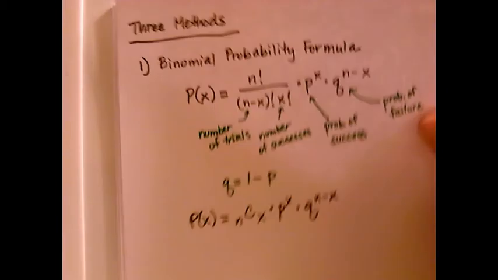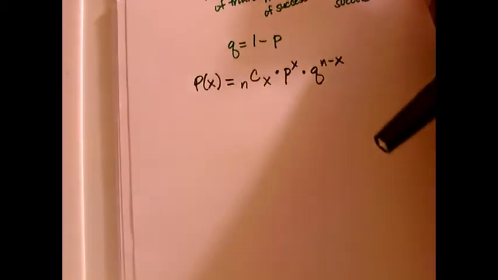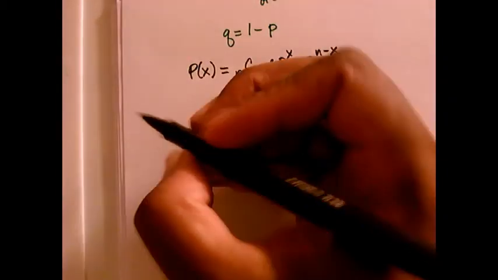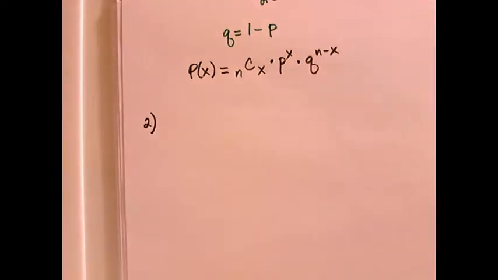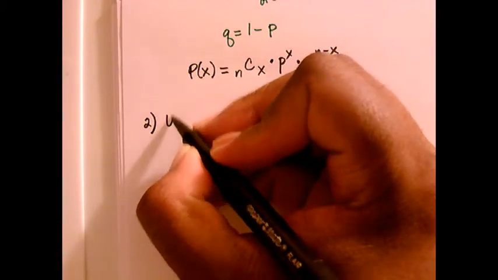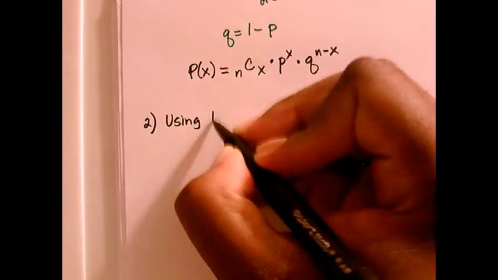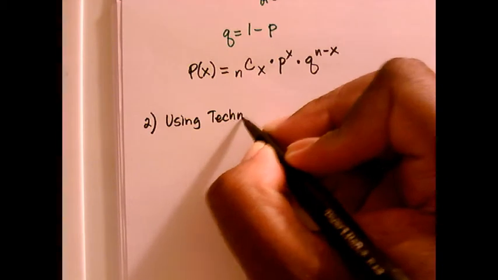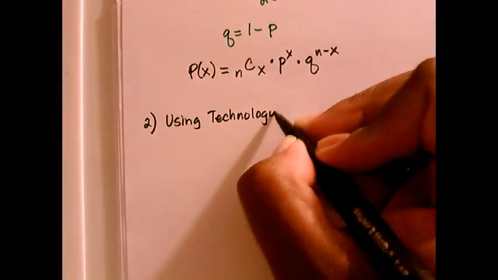The second method is using technology, which is what we're going to be using in these examples here, because that's the best preferred method of finding binomial probabilities. So here we'll be using technology, step number 2, or the second method.